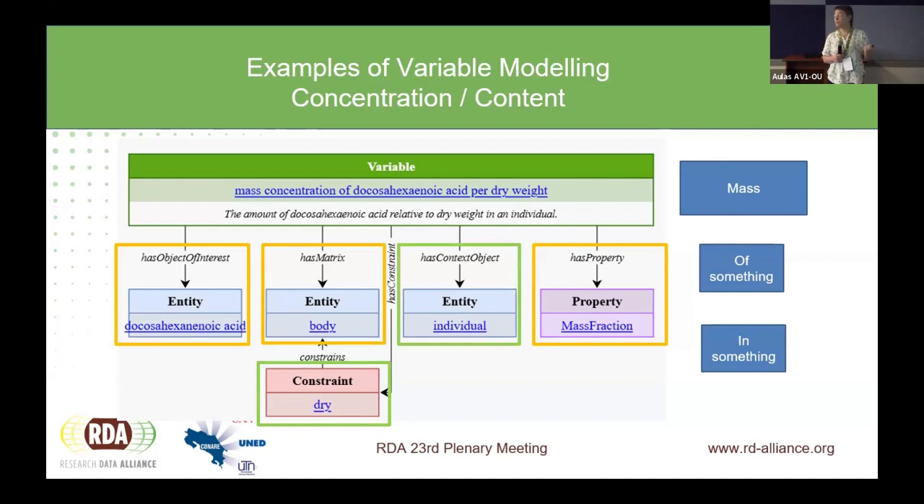And then it is possible to add a context object. In this case we added individual, but it could be something that can be refined. We can think about exactly the different ways of modeling this particular variable.